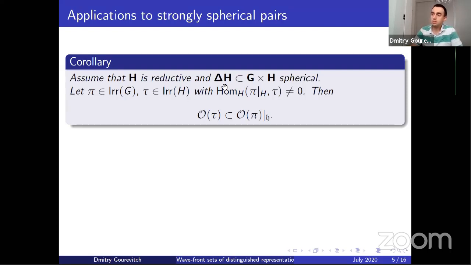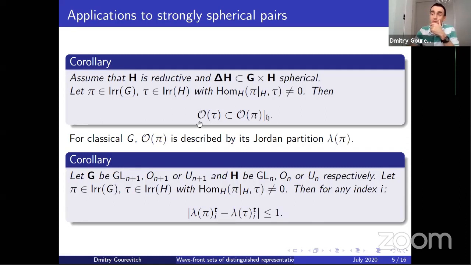So our theorem translated to the bigger pair delta H and G times H says that in this case, the orbit of pi restricted to the Lie algebra of H includes the orbit of tau. So again, it's very natural. If the restriction of pi includes tau, then the restriction of the orbit of pi should include the orbit of tau. It's very natural, but it gives a simple necessary condition on distinction, which otherwise is very difficult. This condition, we claim nothing about its sufficiency, but it enables you to discard a lot of representations.